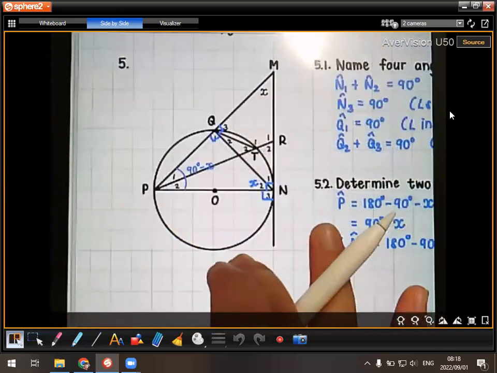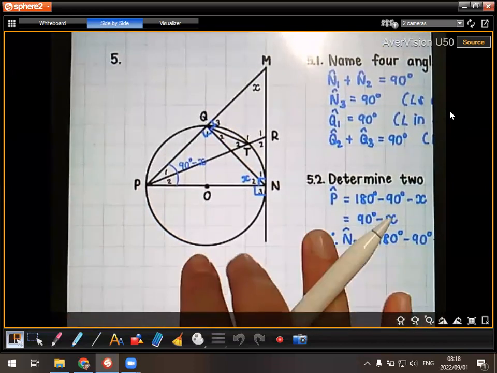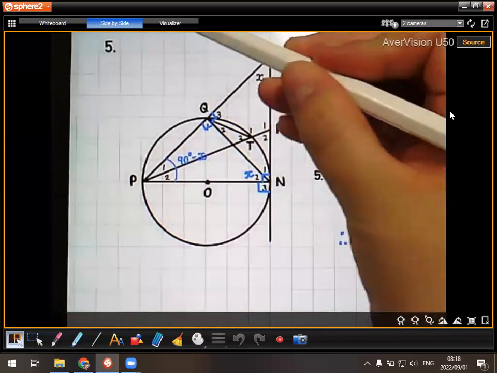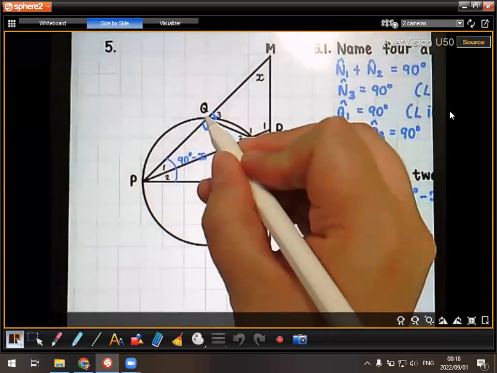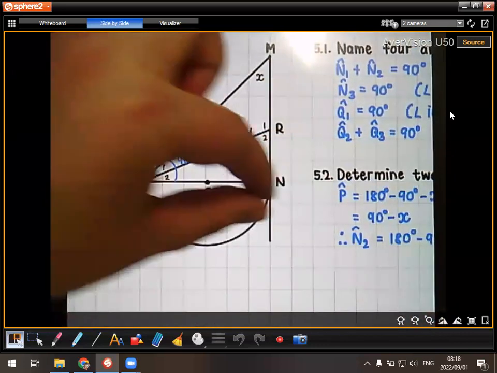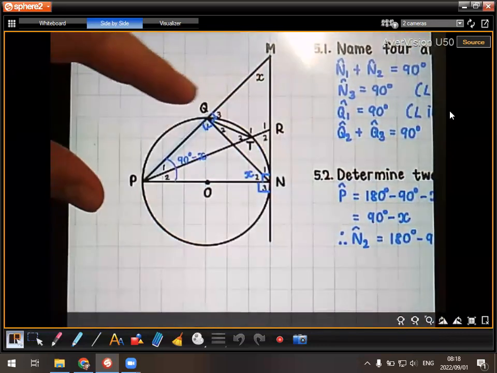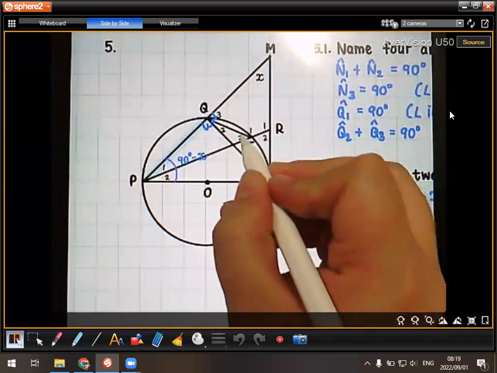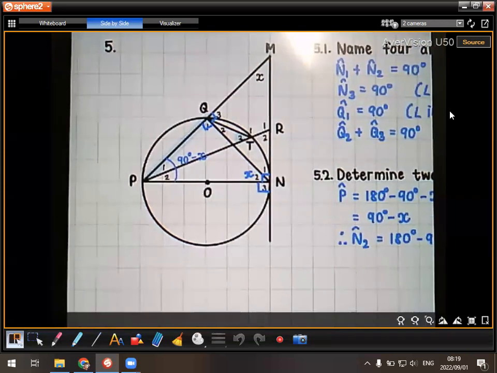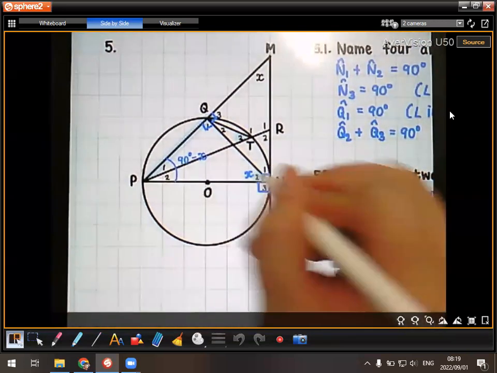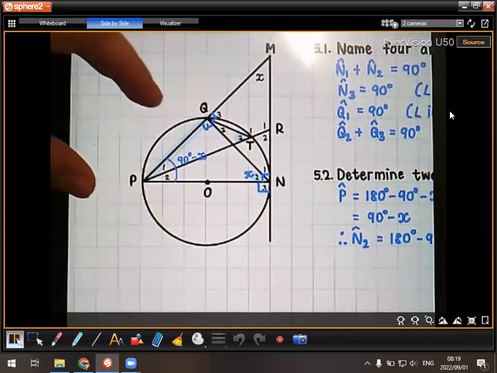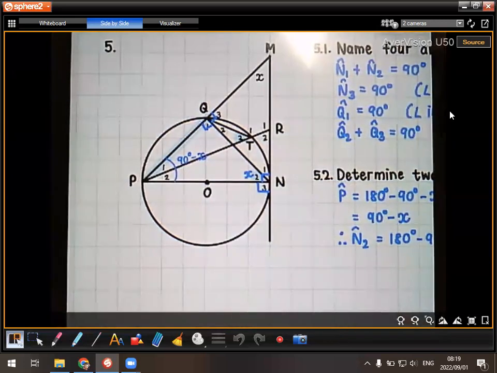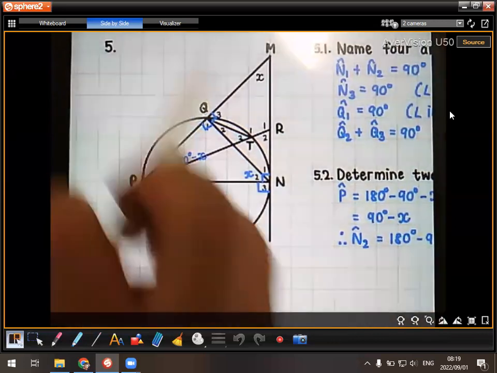Okay, let's take a look. N2. Oh, now I see how we're going to find the other one. N2 is obtained by this chord, hey? This one here, PQ. You see, at the circumference, right? And PQ also subtends that angle over there, which is T2. Right? So because N2 is X and is subtended by the same chord as T2, T2 is going to be equal to X. I'm just going to highlight it.